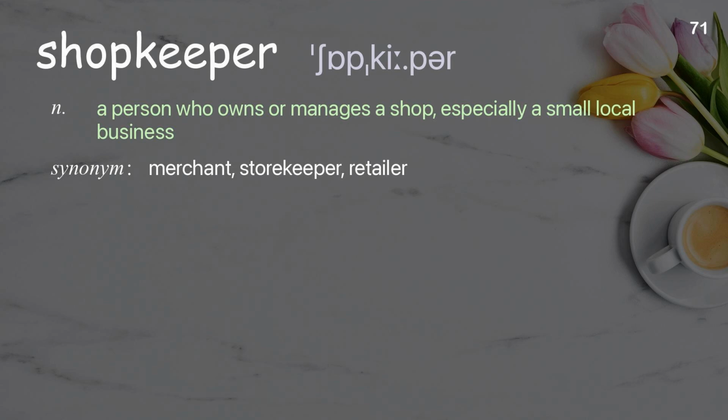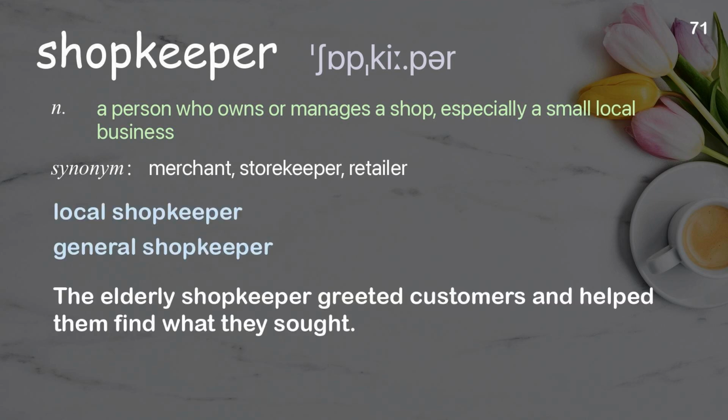Shopkeeper. A person who owns or manages a shop, especially a small local business. Examples: Local shopkeeper. General shopkeeper. The elderly shopkeeper greeted customers and helped them find what they sought.